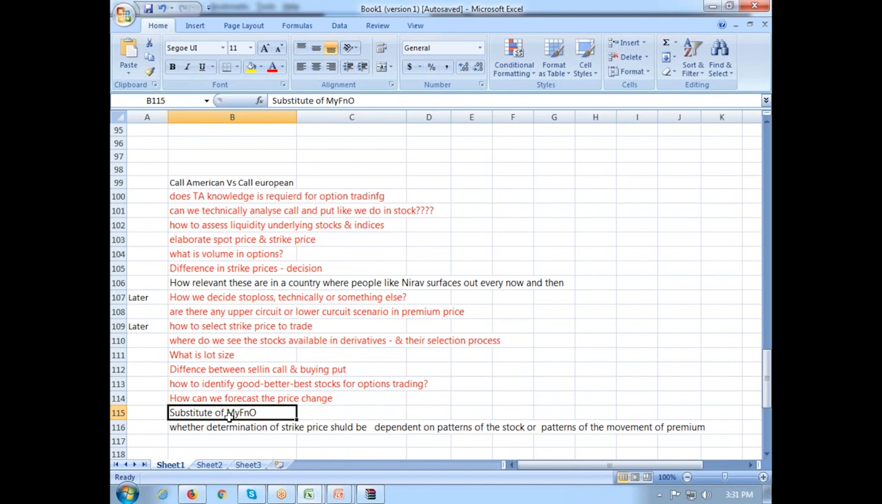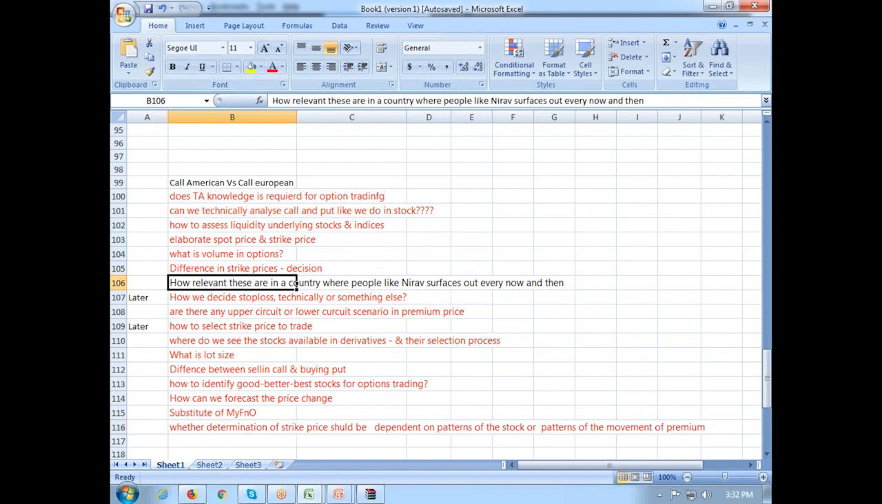Now, substitute of my FNO, it will keep on coming while we are deciding. As far as Spider and Falcon are concerned, no, they are not substitutes. They are different. They are for different purposes, and it gives you something different. It will keep on coming as we go on. We'll see whether determination of strike price should be dependent on patterns of stock or patterns of movement of premium. Good question, and it will come in handy when we decide. Slowly, when we do it, this question will be a process. It's a process when we determine this.